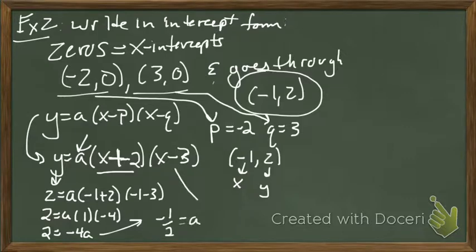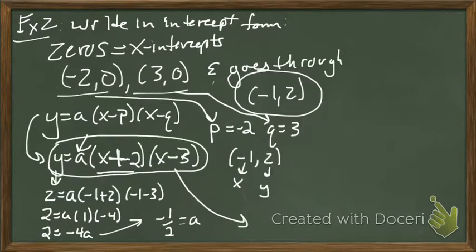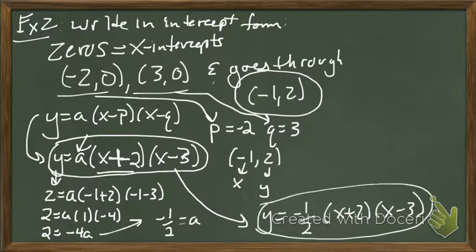So, taking this equation, which had my intercepts plugged in but I just didn't have my a value, I can now substitute in what I know is my a value. It's y equals negative 1/2 times (x plus 2) times (x minus 3). This is my equation in intercept form. Double check your zeros. I should have a zero at negative 2 and a zero at positive 3, which does match what was given here. And my a value is negative 1/2.